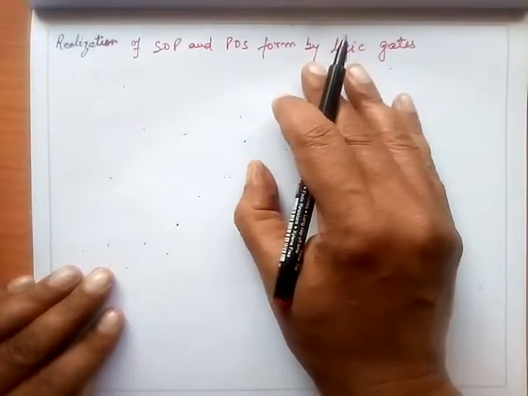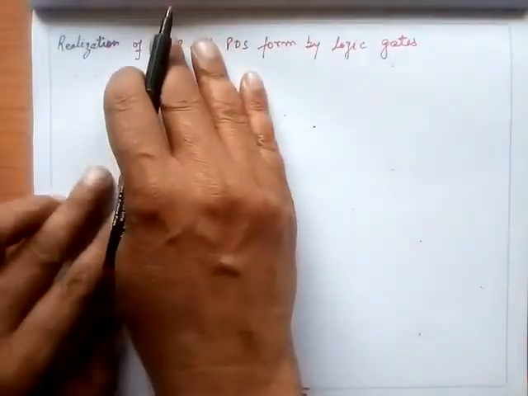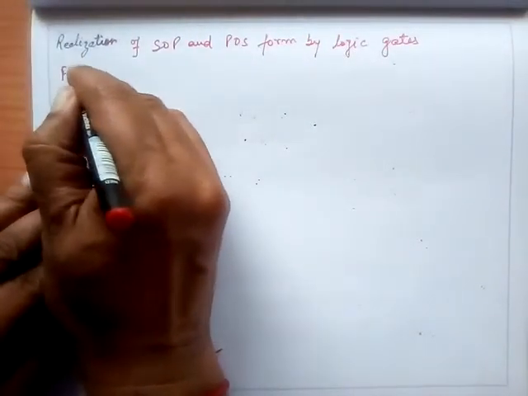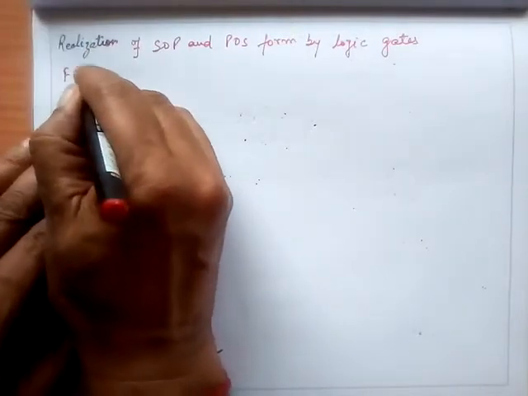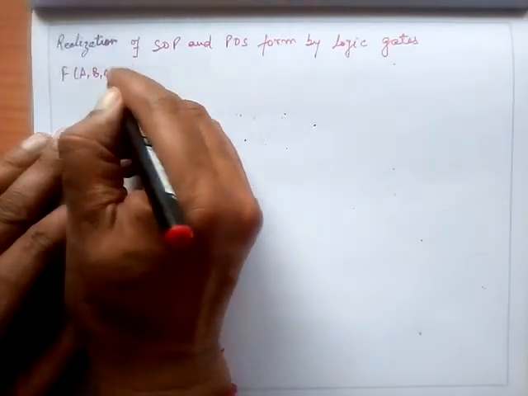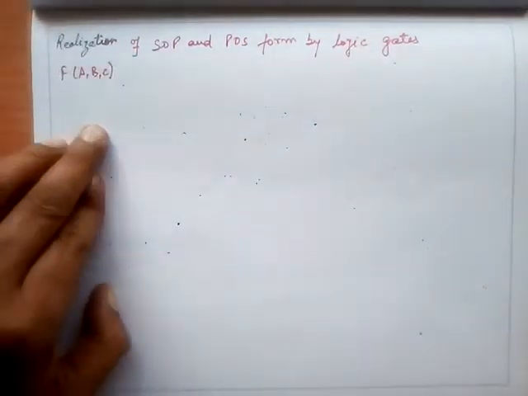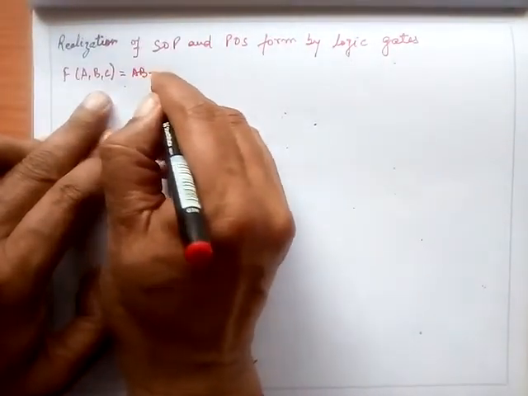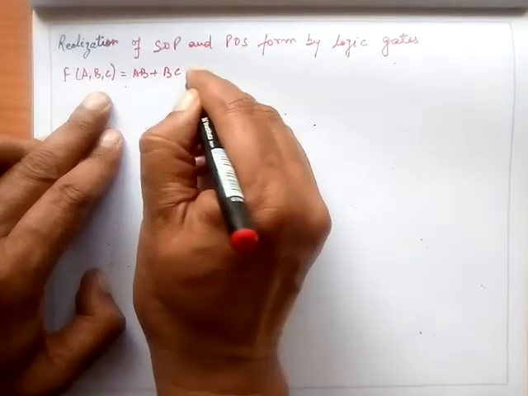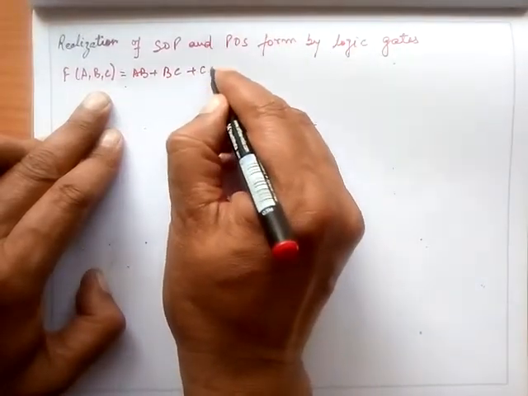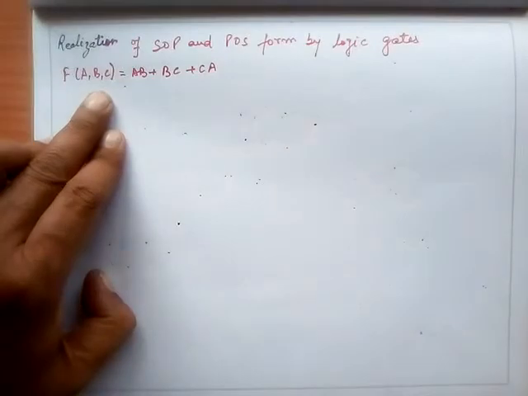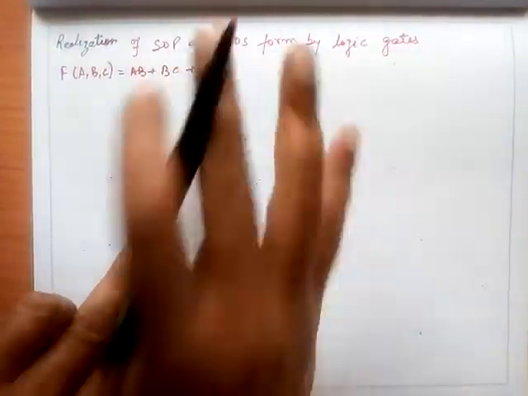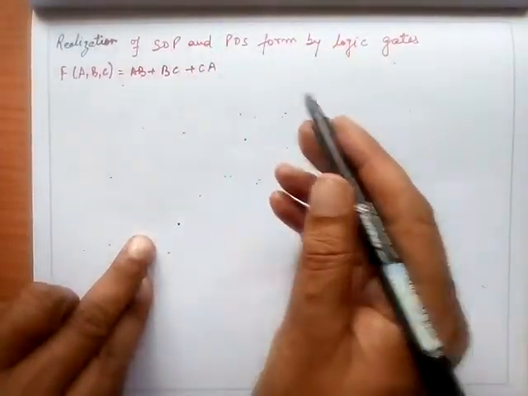Now let's come to this. What do you mean by this term? Suppose I say that I have a function, this F is a function of ABC, and F is equal to AB plus BC plus CA. For simplicity I am not using any bar right now, meaning I am not using any complement.